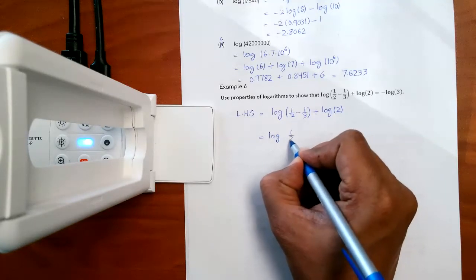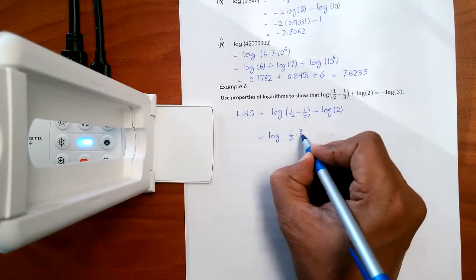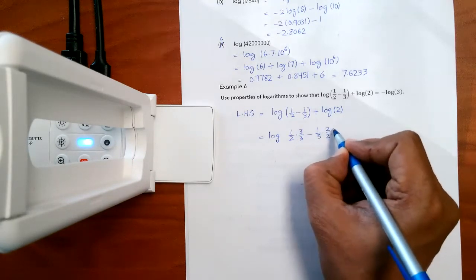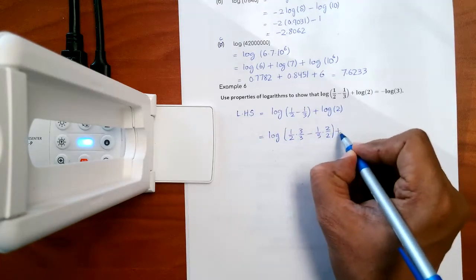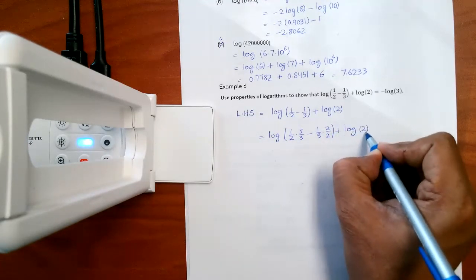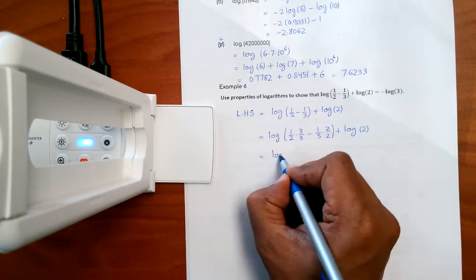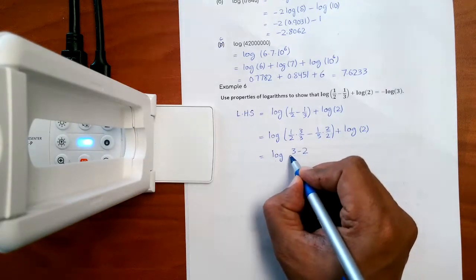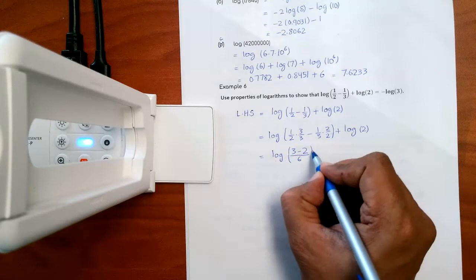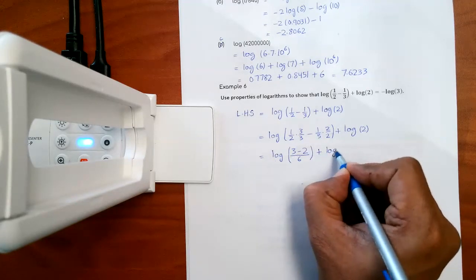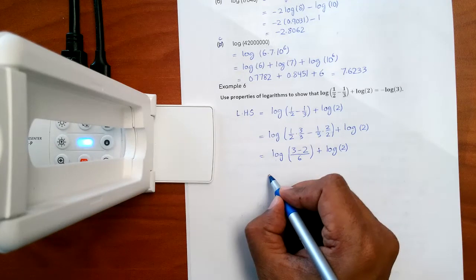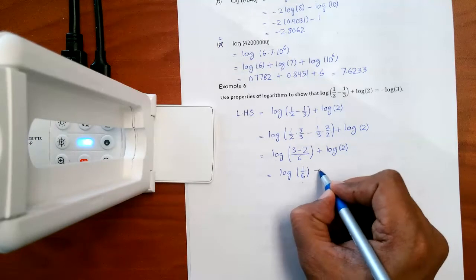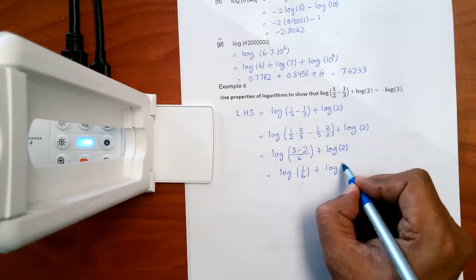So if we have 1 upon 2, we need to have the common denominator. So we multiply and divide with 3. And if we have 1 upon 3, we multiply and divide with 2. So we leave it as log of 2 here. So in the next step, we will have log of 3 times 1 is 3, and 2 times 1 is 2, and then 3 times 2 is 6. So we will have 3 negative 2 is 1. So log of 1 over 6 plus log of 2.